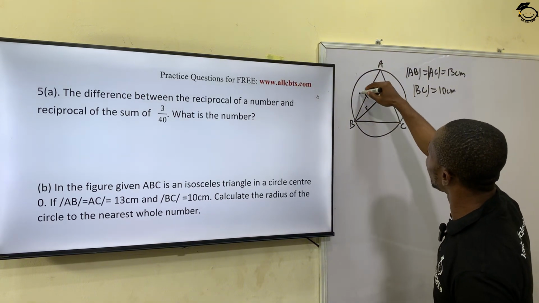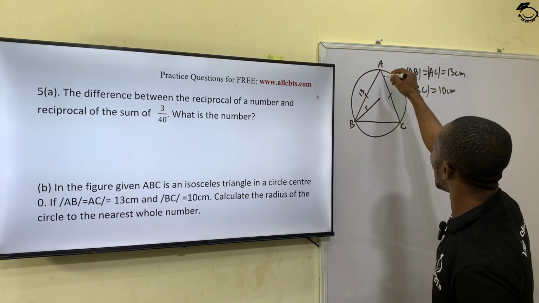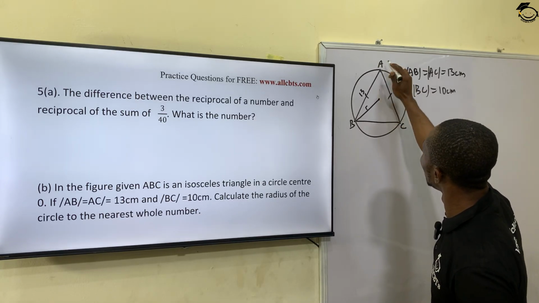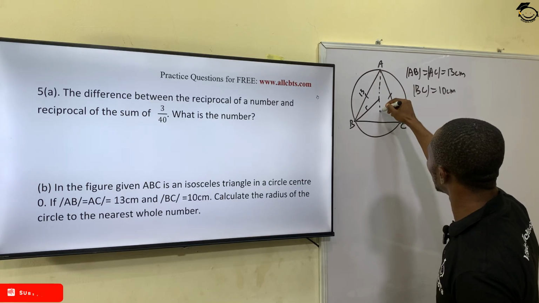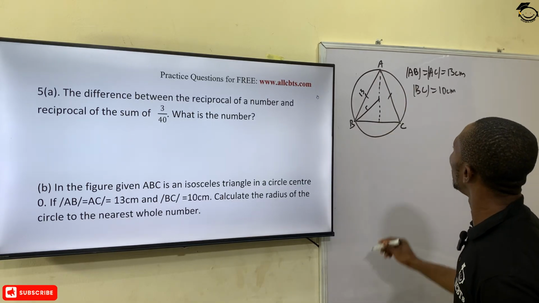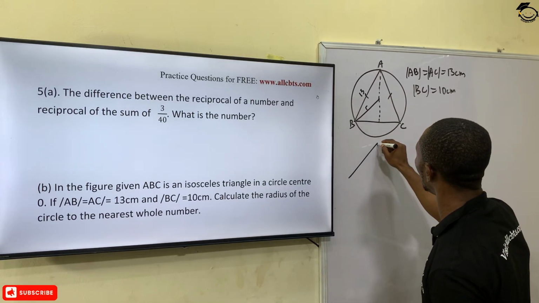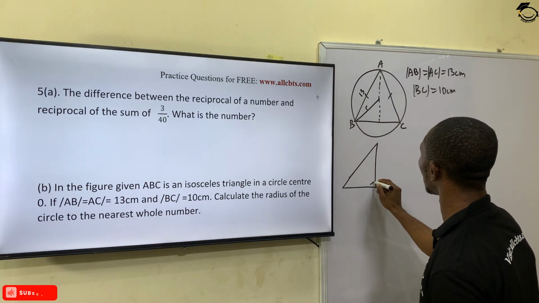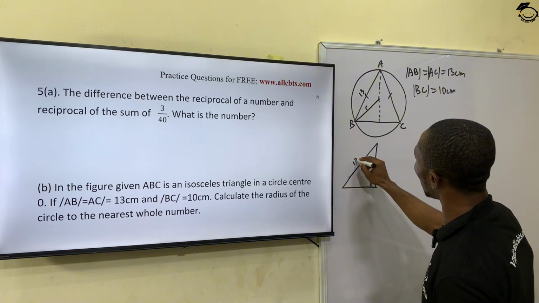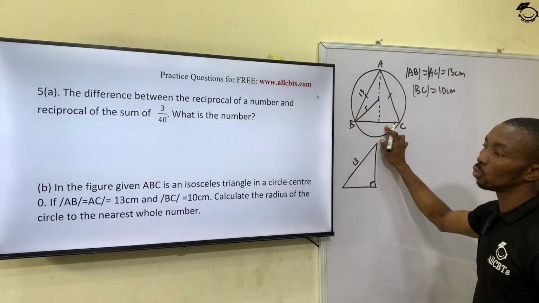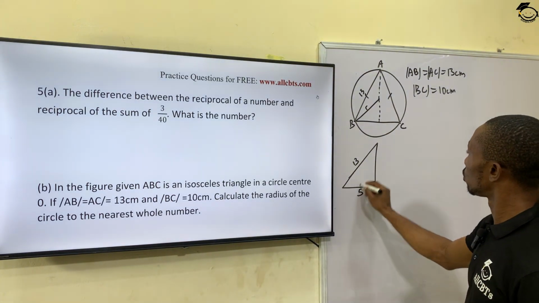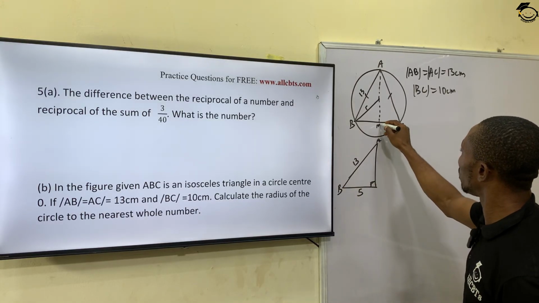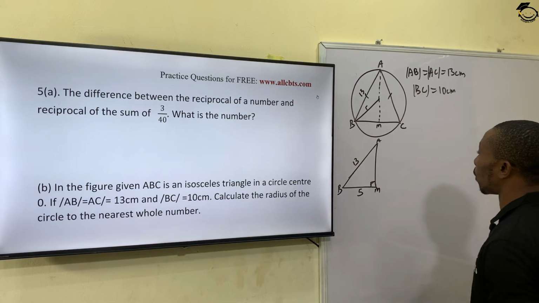So if this is 13, and we have a line passing through the center to the base of this triangle this way, it will form a right angle triangle. Okay? Leaving it this way as 13, 10 divided by 2 will give us 5. So we have A, B, and let's call this M, which is our midpoint.